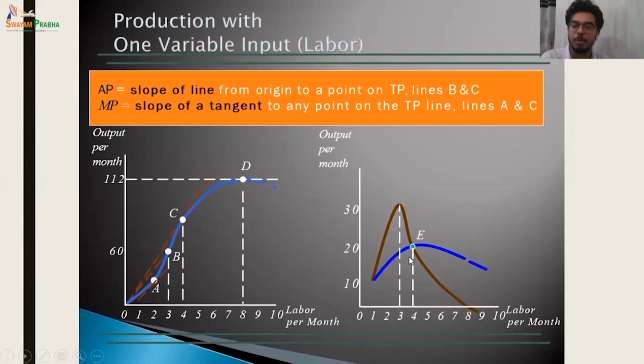On the left hand side of point 4, marginal product is greater than average product. On the right hand side of point 4, after MP and AP intersect, average product is larger than marginal product. And at point 8, with 8 labor, where the total product is maximum, the marginal productivity of labor is 0, and when total product starts declining, marginal product goes negative.